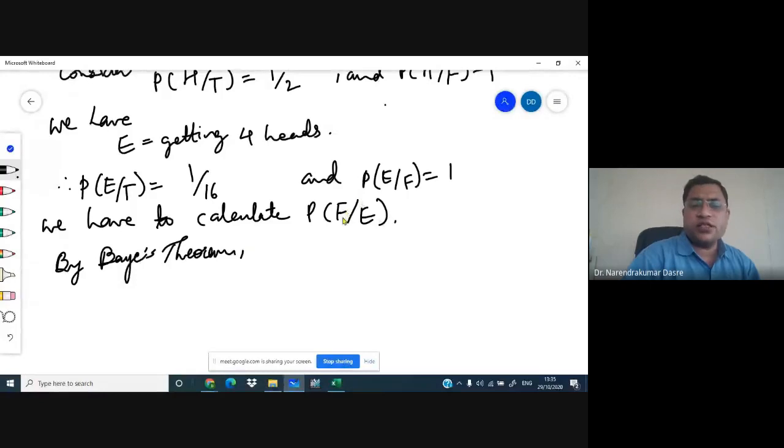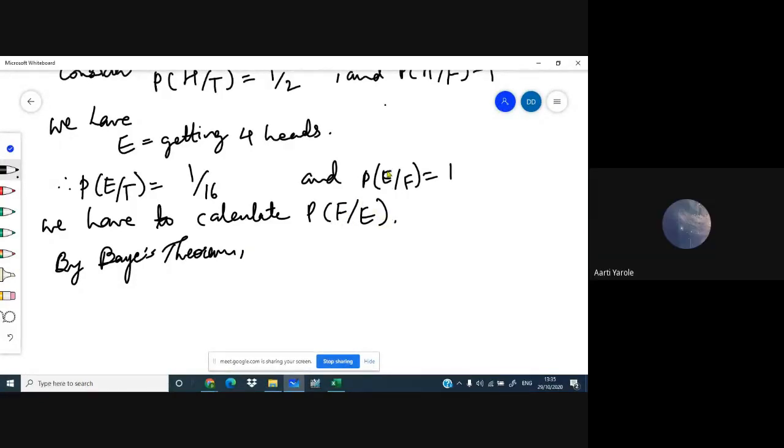Okay, so we have to find out the conditional probability of the partition over the event. So how did we get that P of E by T is equal to 1 by 16?